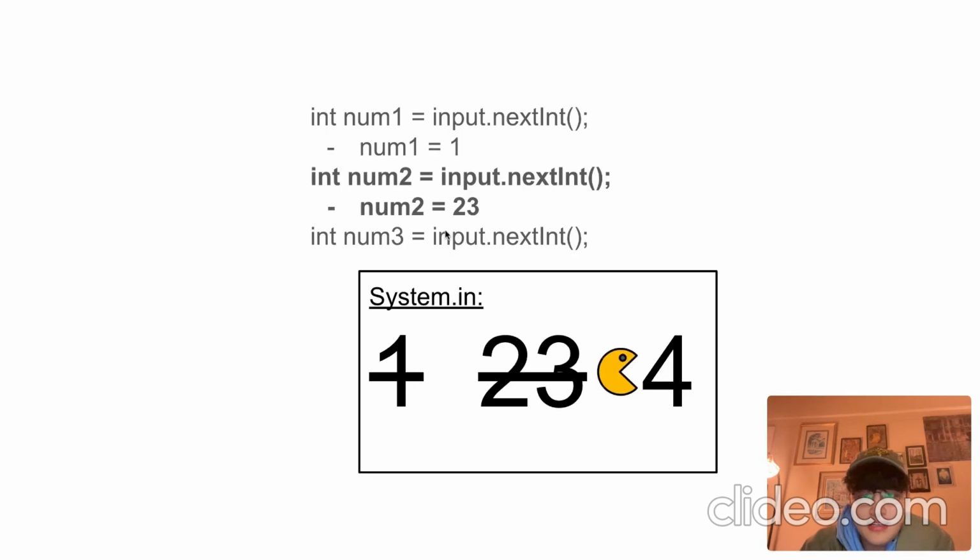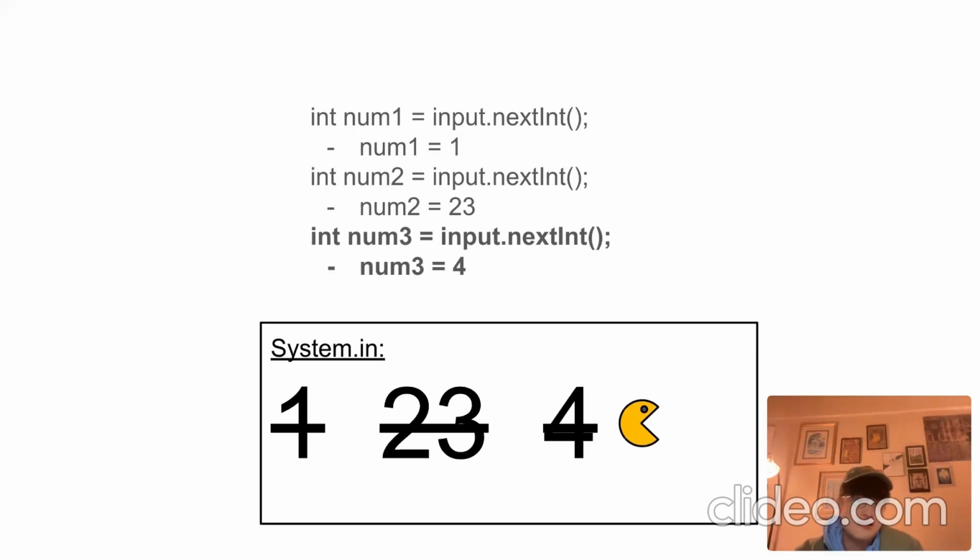So we call the second nextInt. He's going to go to the first white space. So he's reading. Oh, there's a space. He's going to stop there. He ate 23, num2 equals 23. And he's going to stop at this white space until further instructions are given. And finally, again, same thing. num3 equals 4. And now Pacman is waiting at the end of the line, waiting for further instructions to start eating.